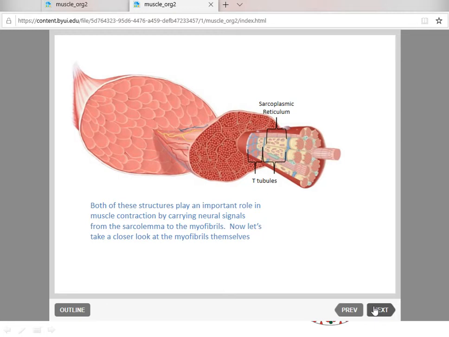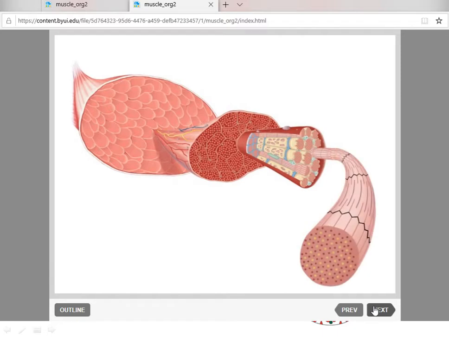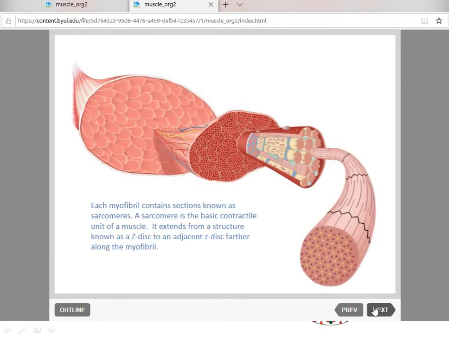Now let's take a closer look at the myofibrils. Each myofibril contains a section which is known as the sarcomere. This sarcomere is the basic contractile unit of muscle. It extends from a structure known as a Z-disc to an adjacent Z-disc further along the myofibril. See, these are the Z-discs and this is the sarcomere.